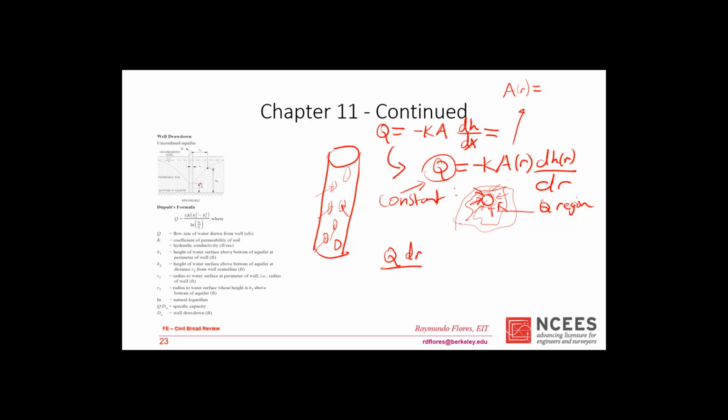So, our Q region is the whole thing. So water goes through it entirely, which means that A of R is 2 pi, the circumference, 2 pi R, times H. So if this is the case, then we take this divided by 2 pi R H.